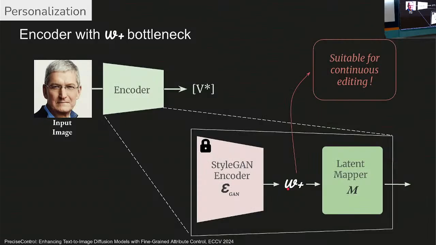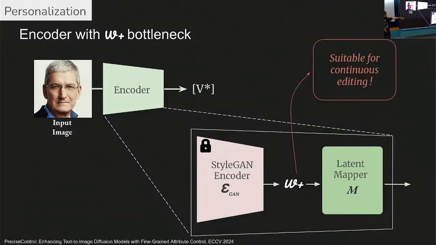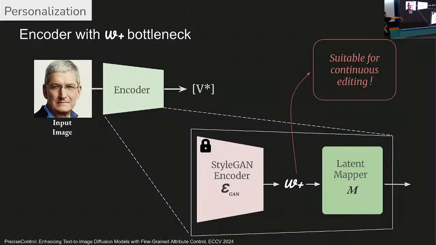Once you do that, you have this W plus space, which is already smooth and useful for editing. Now the thing is, you don't want to train the StyleGAN encoder because if it is also getting trained, your W plus properties will get disturbed. So you don't want to do that. That is frozen. You only train a small latent mapper that projects the W plus to your V star.